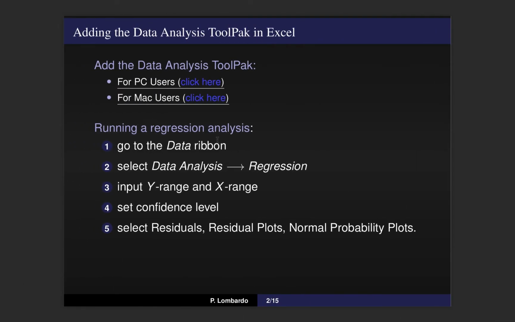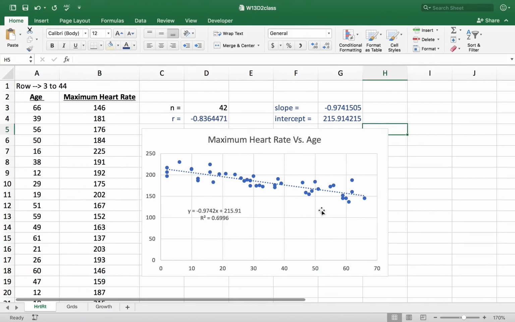remember, running a regression analysis is always going to follow these 5 steps. We're going to go to the data ribbon, select the data analysis button, and then run our regression. And then we're going to input our X and our Y values. We're going to set our confidence level, and this is the confidence level for the confidence intervals that we're going to generate. And we're going to select some diagnostic plots, which we'll talk about at the end. So here's how we do it in Excel.